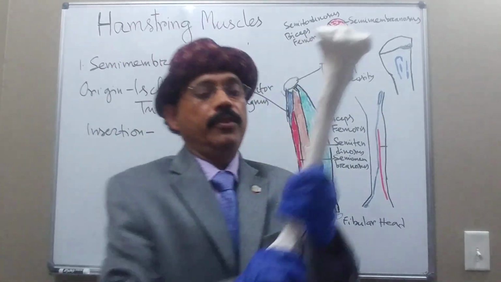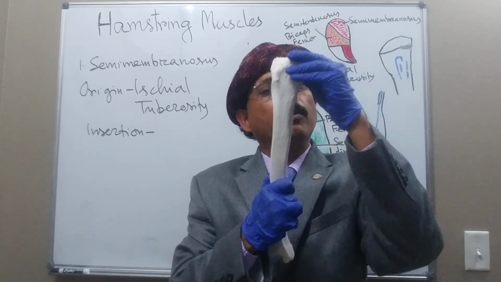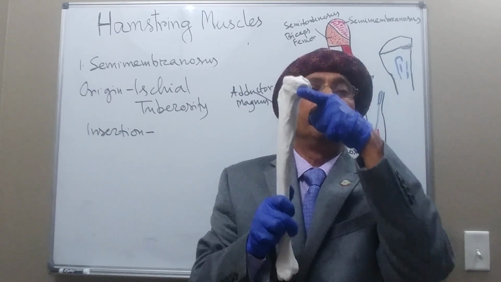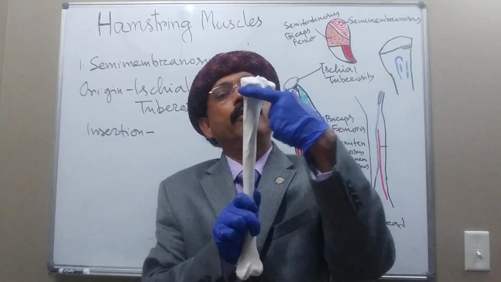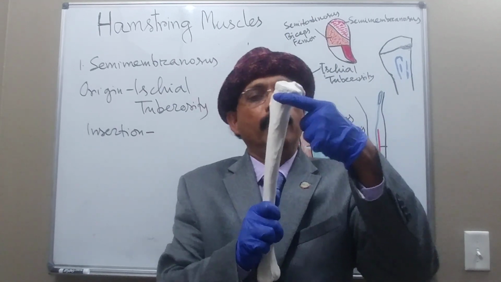So this is our tibia, and we have a groove here. This is the medial condyle. This is the groove. This is the site of insertion of the semimembranosus.